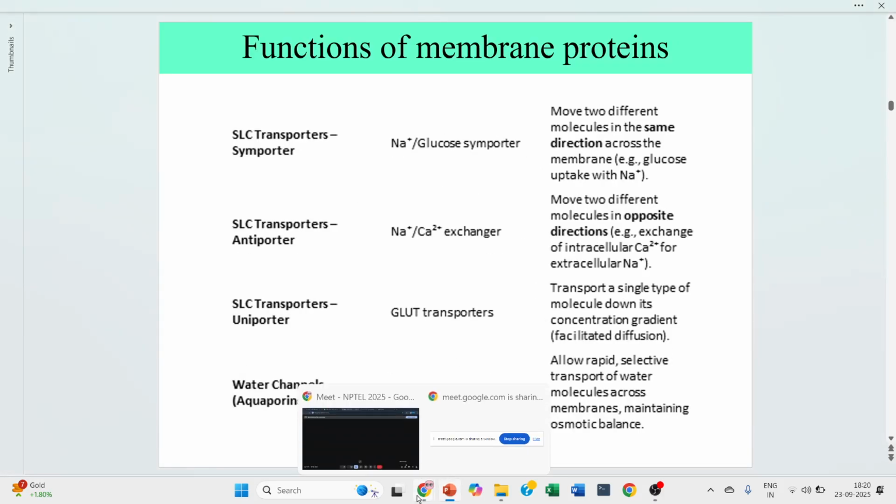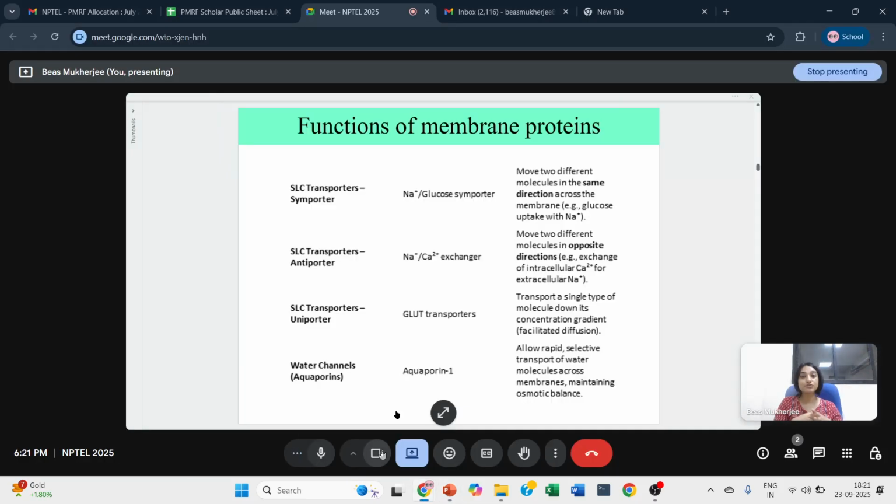Now, we move on to SLC transporters or symporters. Now, what is a symporter and what is an antiporter? This is very interesting. A symporter is a protein which transports another substance together with our substance of interest in the same direction.